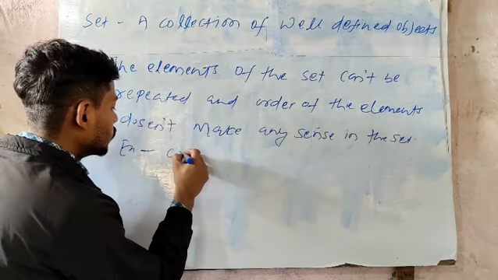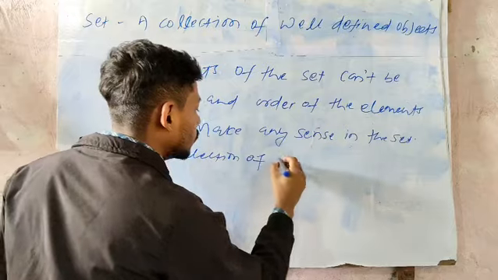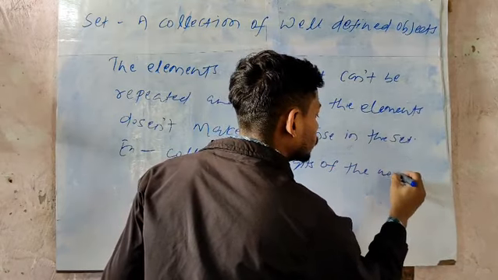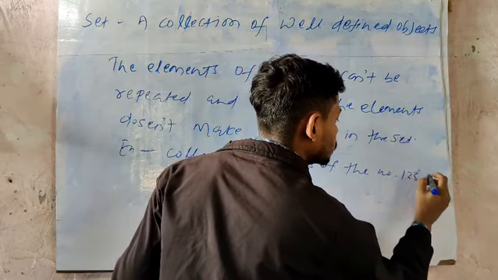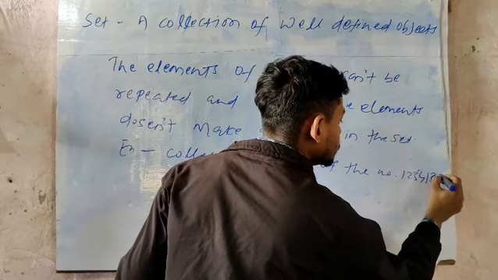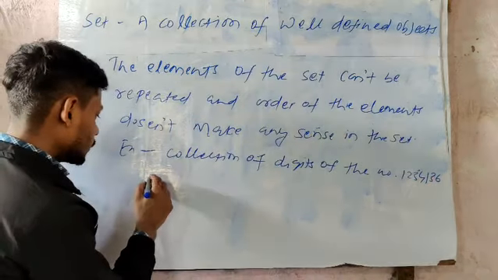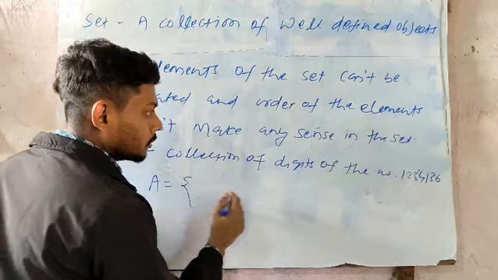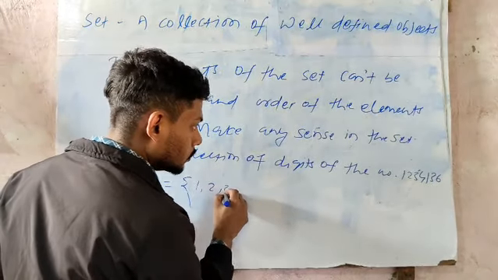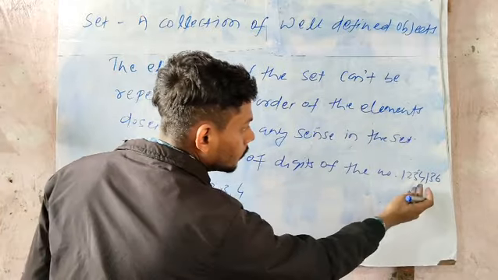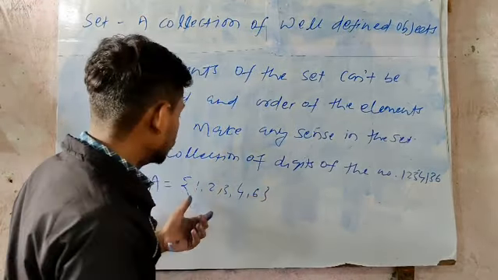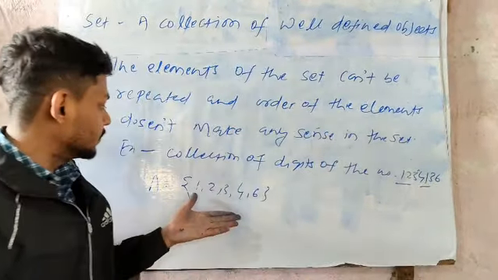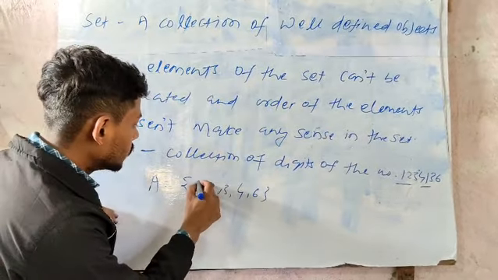If we take the collection of digits of the number 1, 2, 3, 4, 1, 3, 6 and denote it by A, we will take 1, 2, 3, 4 and 6. Here we can see that 1 comes twice, but we have written 1 only once in this set.